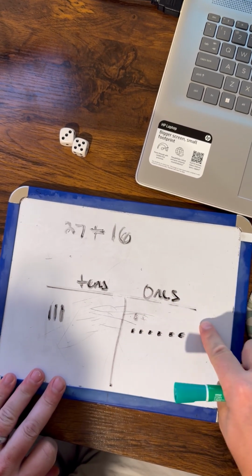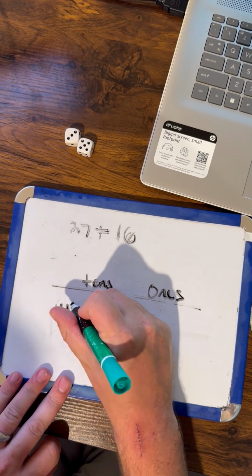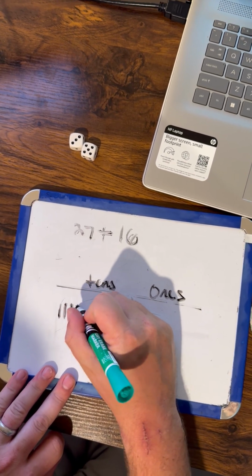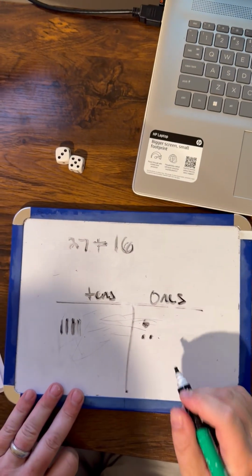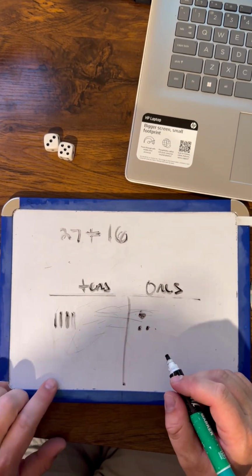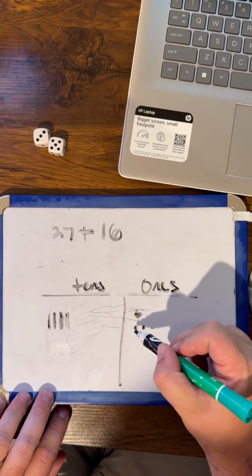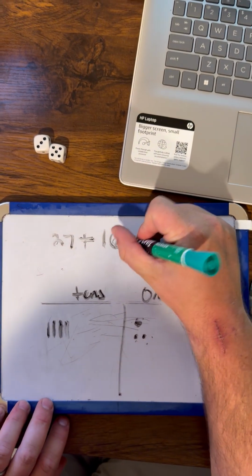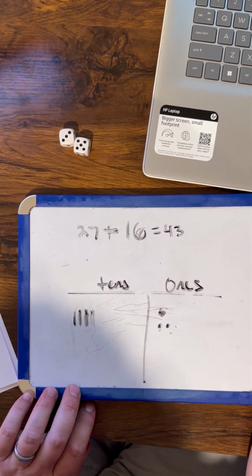We're going to erase those. And we're going to move a 10 over here in its place, giving us now 4 tens and 3 ones left over. So that means we have 10, 20, 30, 40, 1, 2, 3. That would tell us that there are 43 students at recess now.